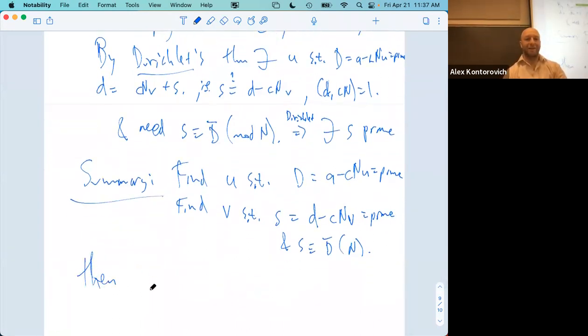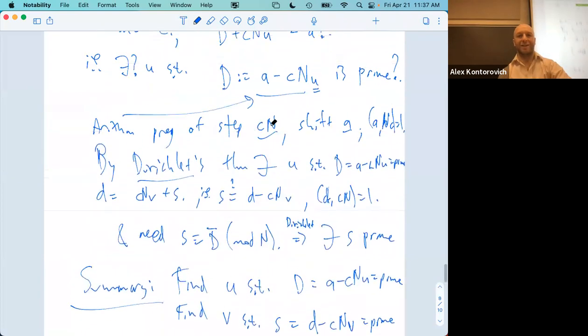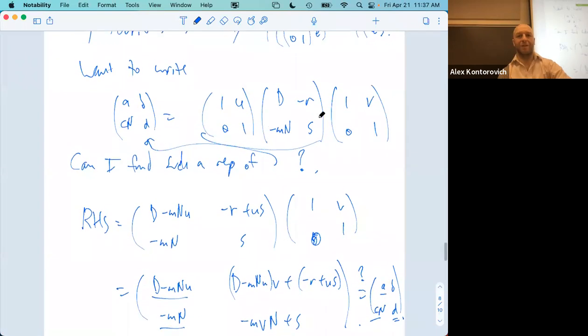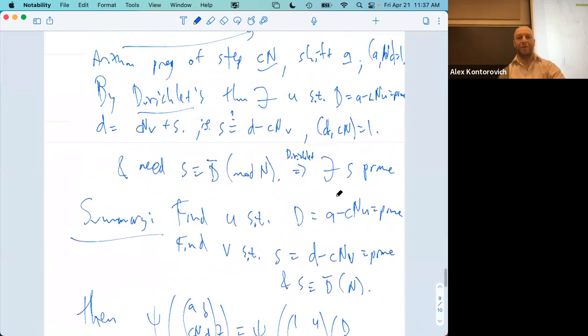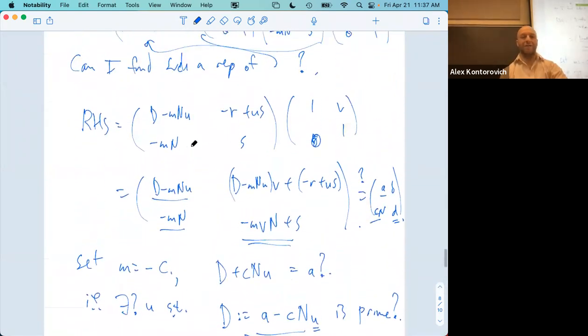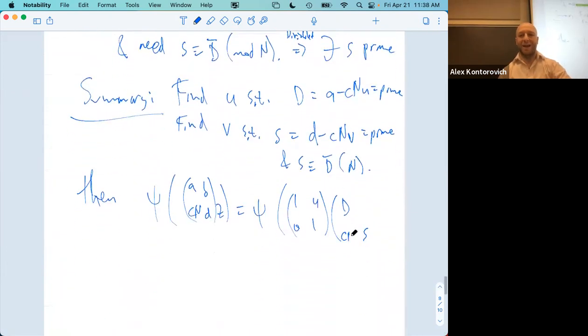Then psi of A, B, C, and D of Z, which is also equal to psi of this whole thing, 1 U 0 1, with this choice of U and this choice of V, we found this prime D, we found this other prime S, they're co-prime to one another. They're inverses mod N of one another. This is Cn, and this is, I don't even care what this is. This is just something. 1 V 0 1 Z.